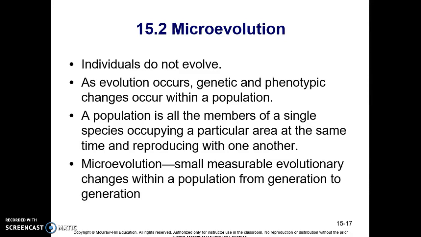So when we look at evolution occurring, we're looking at how the genotypes and the phenotypes change in the population. Again, a definition of a population, in case you don't remember it, is one species. We're not going to look at all the living things in a forest. It's just one species in the same area at the same time, and they can reproduce with one another. So this idea of microevolution is when we see these small but measurable changes in the population over the course of generations. And it may be quite a few generations, but sometimes it's not.